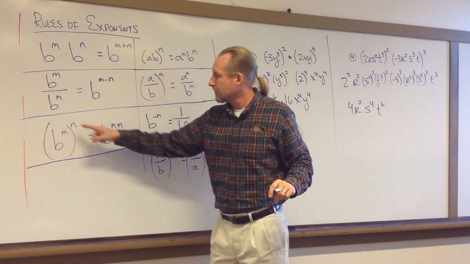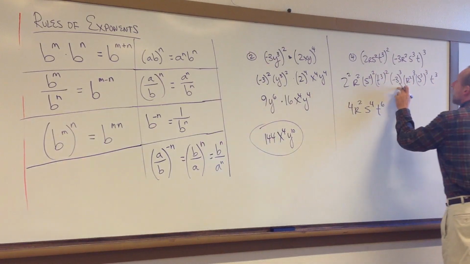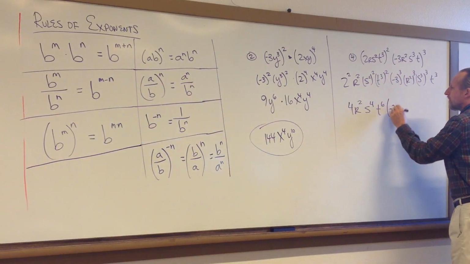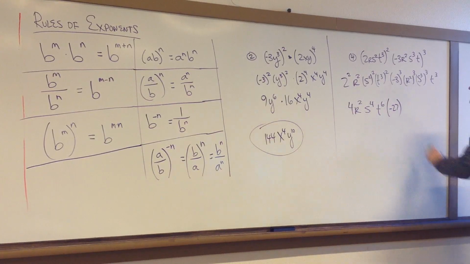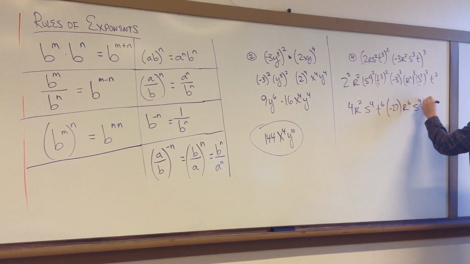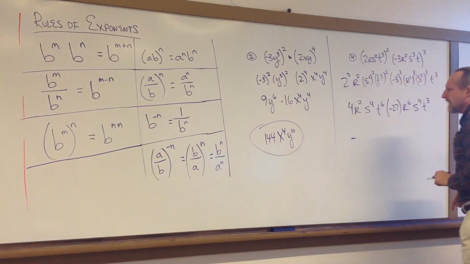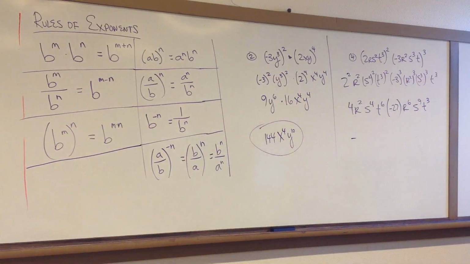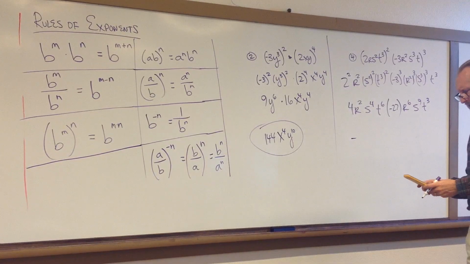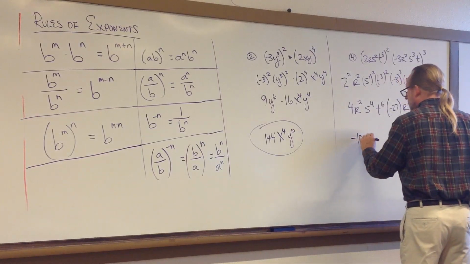We're raising a power to a power, and so we have to multiply those two numbers. Negative 3 raised to the 3rd power is negative 27. R to the 6th, s to the 9th, t cubed. Okay, so now we need to multiply 4 times negative 27. I believe that's going to be negative 108. So let's double check that. There we go. So negative 108.